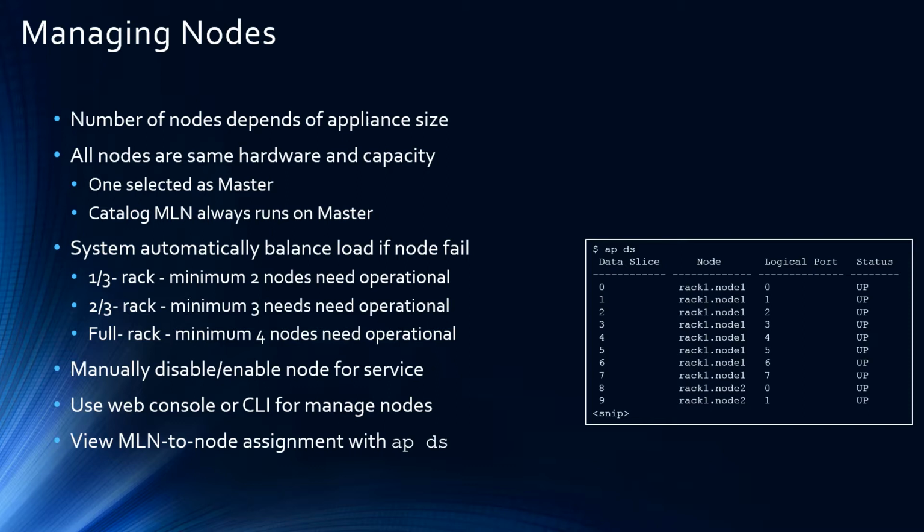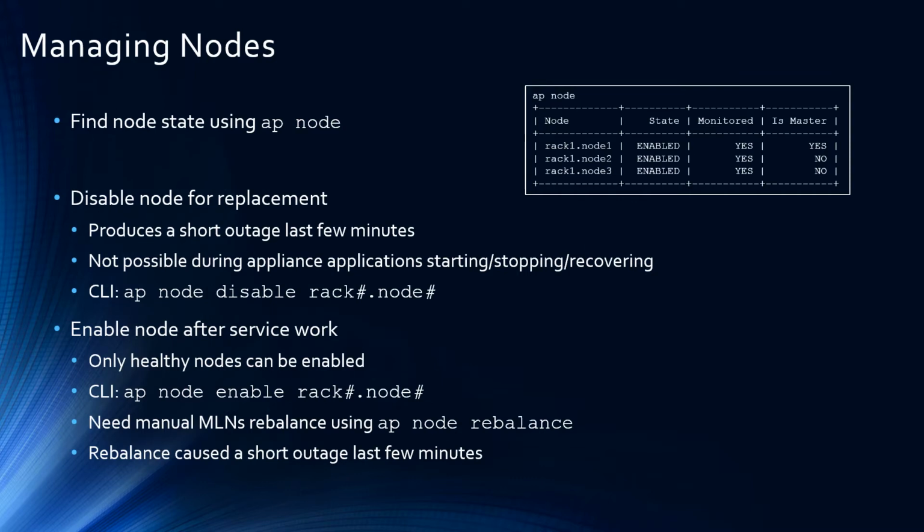In some situations, you may need to put a node out of service without impacting the rest of the appliance. You can use the appds command to view MLN to node assignment. You can use the appnode command to find out the status of appliance nodes and other information. If some service work is required, you can manually disable and then enable a node using the CLI or the Web Console. But remember, you need to rebalance nodes after these activities, and rebalance will cause a short outage. However, physical removal of a node must be done by IBM.